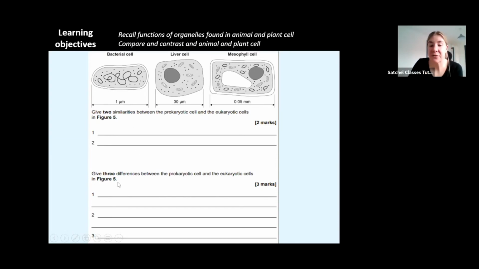This one says 3 differences between the prokaryotic cell, which is this one, bacteria, and the eukaryotic cells, which are these 2. Again, they've put some fancy names on it because they're trying to catch you out. But a liver cell is an animal cell. We have a liver, we're animals. A mesophyll cell is from a plant. Again, they're trying to catch you out. Three differences then between a prokaryotic cell and the eukaryotic cells.